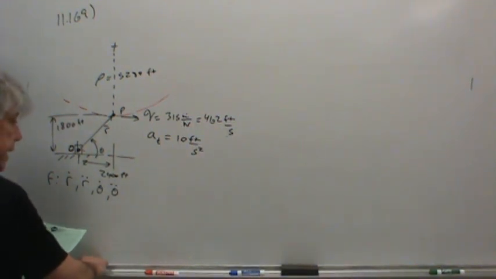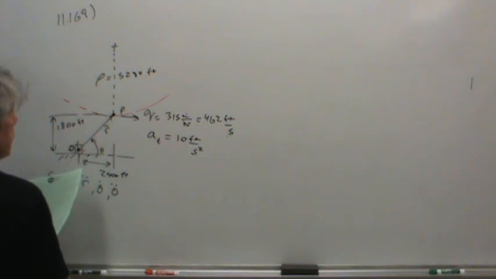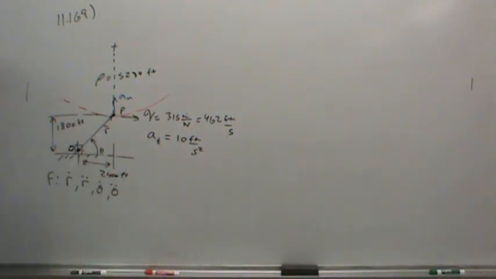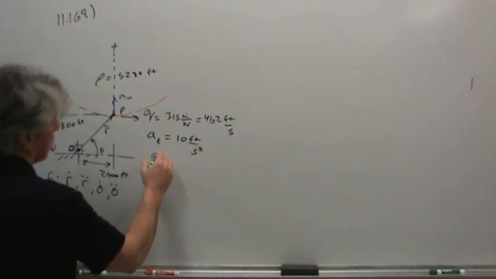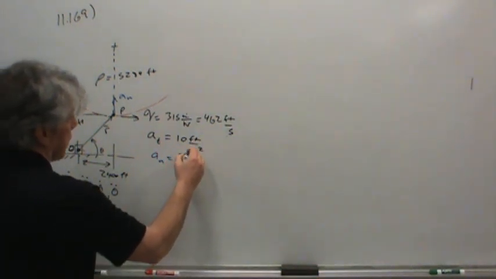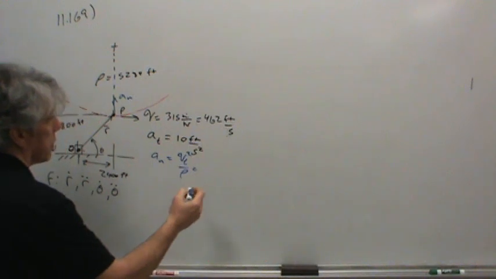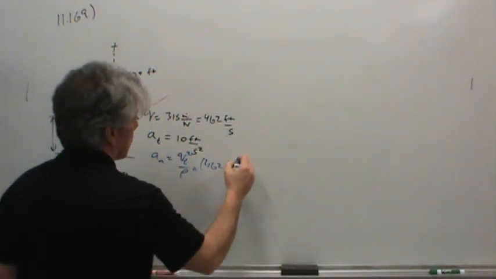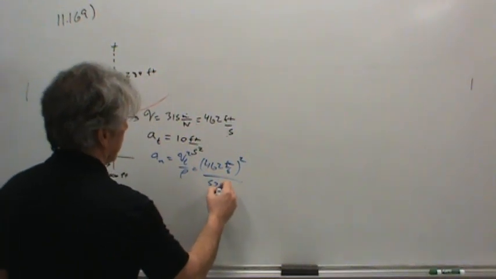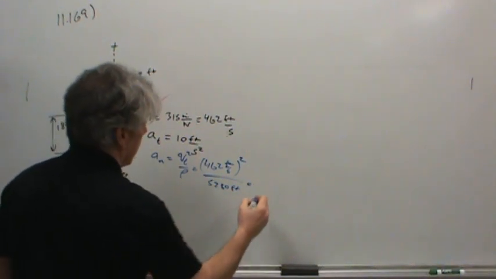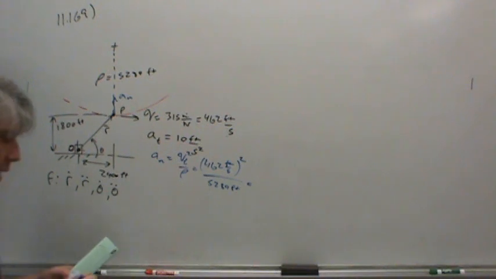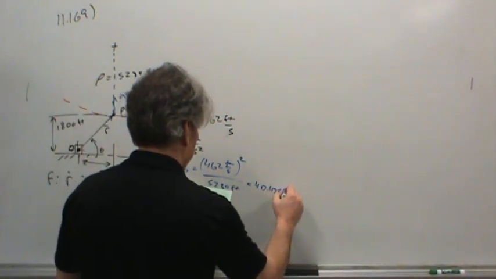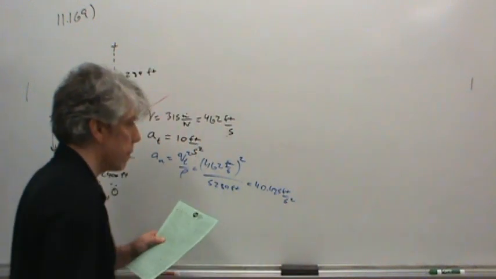So couldn't I calculate the normal acceleration of the plane? I think I could. The normal acceleration would just be the square of the tangential velocity divided by the radius of curvature. So 462 feet per second, squared, divided by 5280 feet would give me the normal acceleration. In fact, that number comes out to 40.425 feet per second squared.